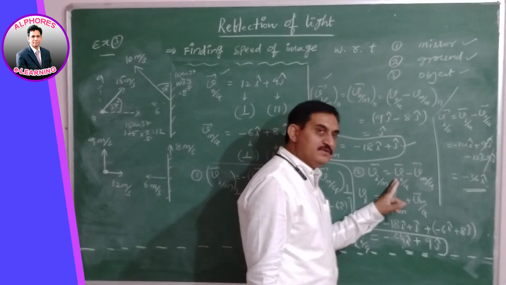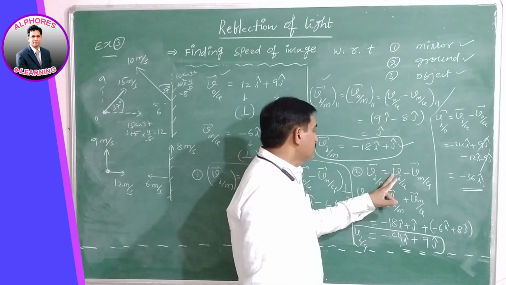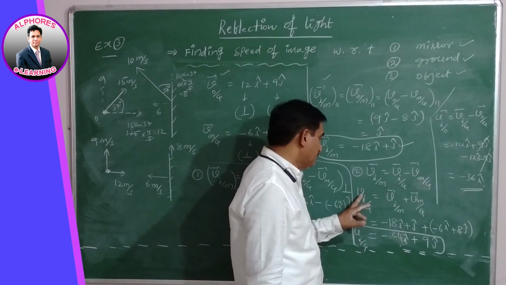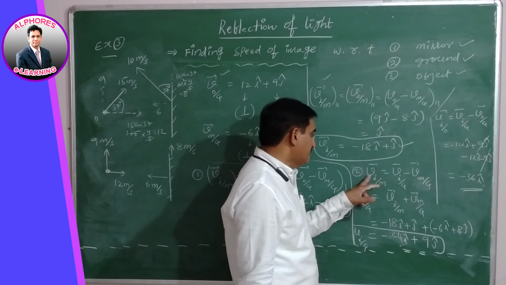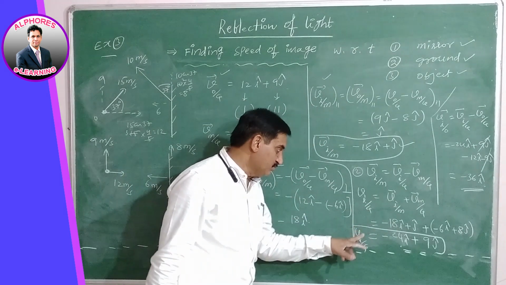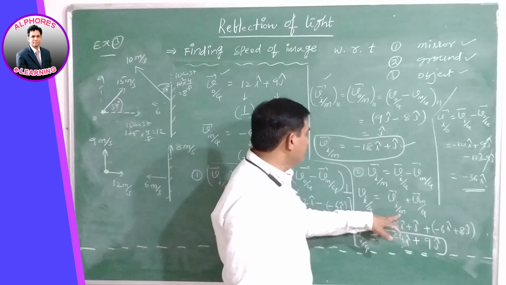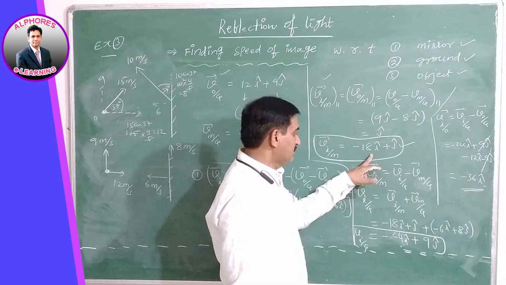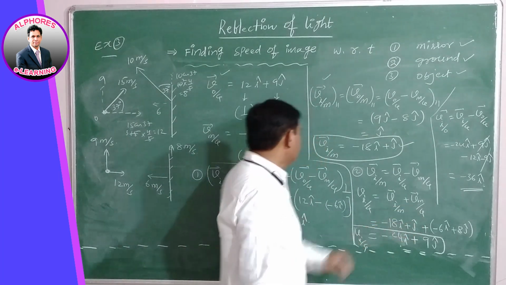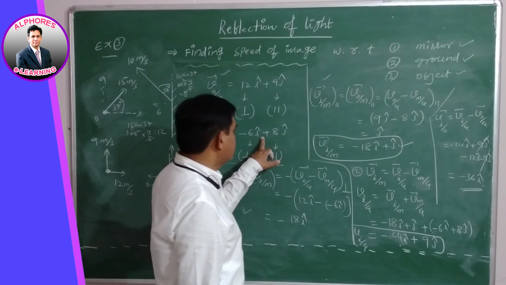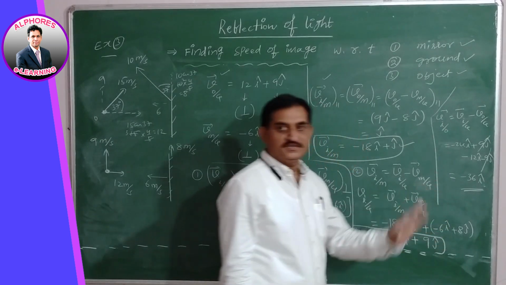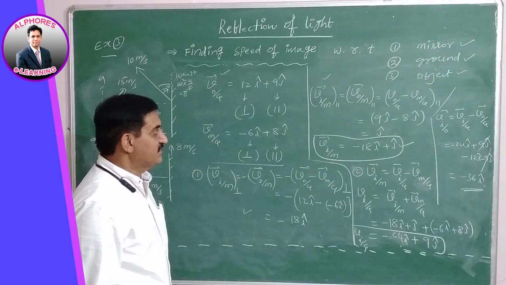Next, for the second question, the speed of image with respect to ground, its formula uses the relative concept. Speed of image with ground minus mirror with ground. We should find image with ground, so this term is taken to the other side and becomes positive. By rearrangement, speed of image with ground is image with mirror, already calculated, minus 18i plus j, plus mirror with ground, minus 6i plus 8j. Substituting and simplifying gives minus 24i plus 9j. So this is the answer for the second one.